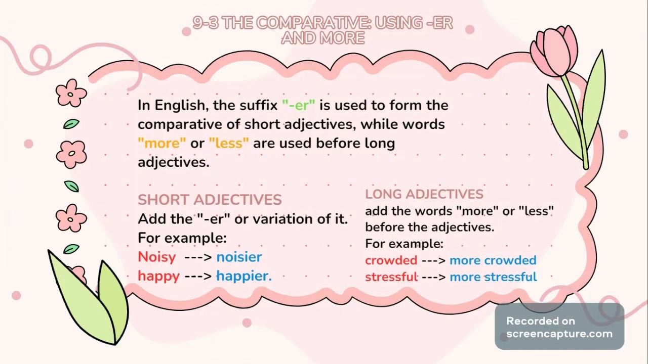And the comparative using er and more. In English, the suffix er is used to form the comparative of short adjectives, while the words more or less are used before long adjectives. So we see the short ones. For short adjectives, add er or a variation of it. For example, noisy, noisier, happy, happier. And for long adjectives, add the words more or less before the adjectives. For example, crowded becomes more crowded, stressful becomes more stressful.